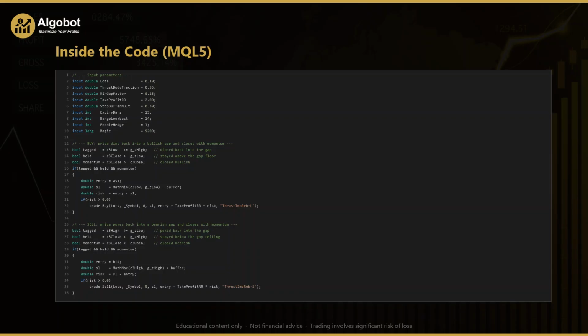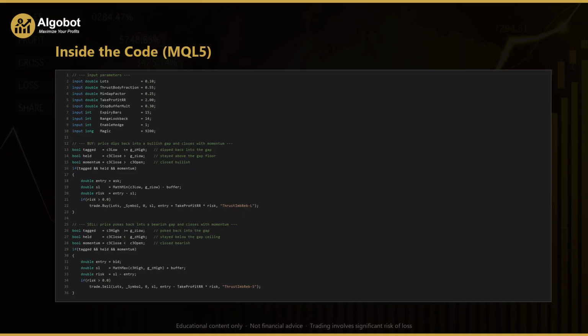On the buy side, three conditions must all be true. The newest candle's low must dip back into the gap, its close must stay above the gap floor, and its close must finish above its open, confirming bullish momentum is resuming. When that happens, the entry price is the ask. The stop loss is placed below the lower of the candle low and the gap floor with a small buffer. The risk is measured, and the trade.by call sends the order with a take profit at the reward to risk multiple above entry.